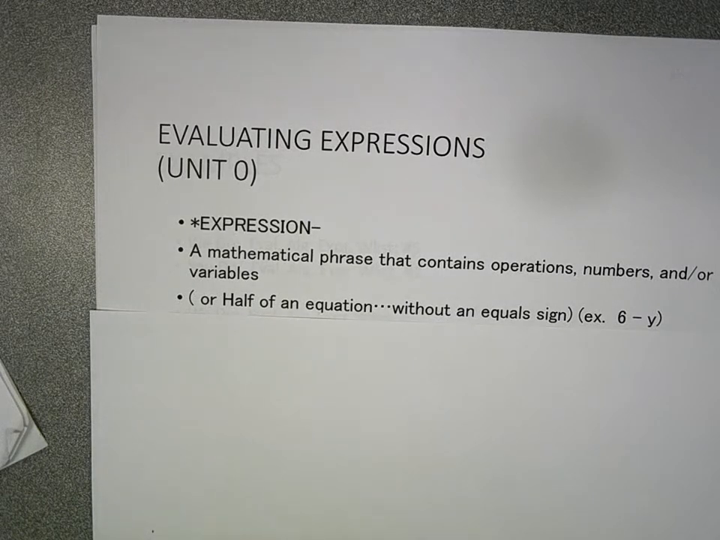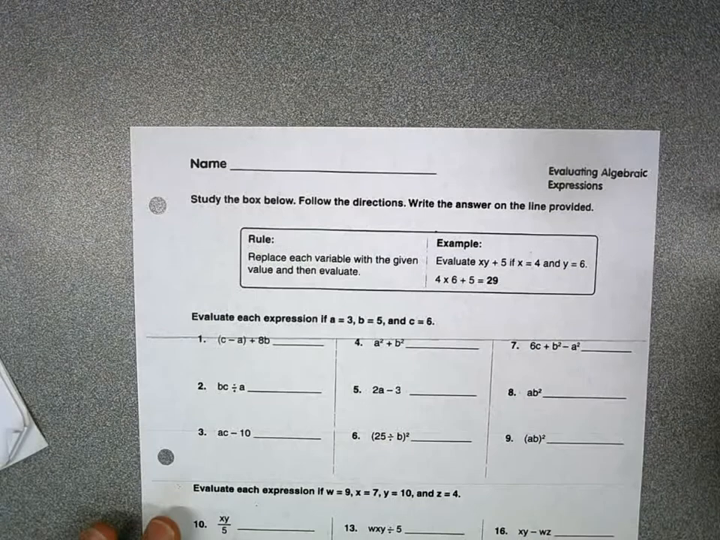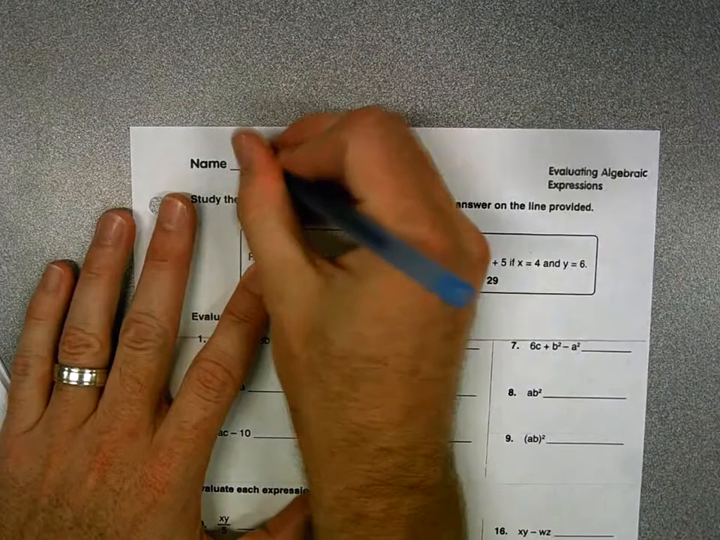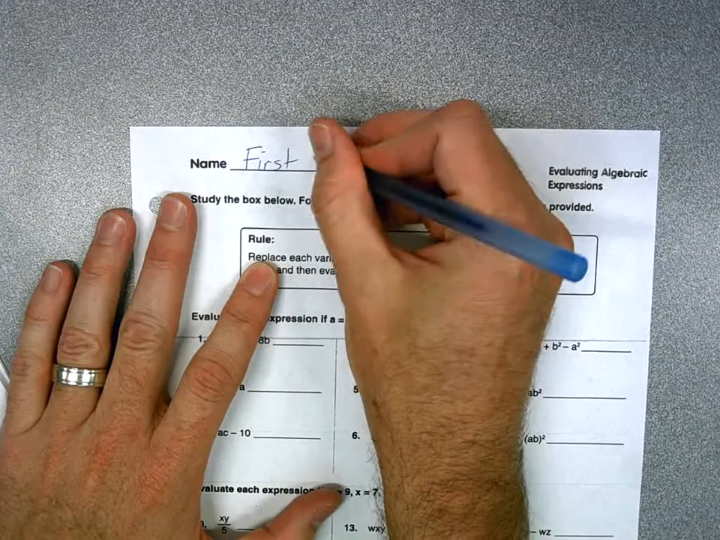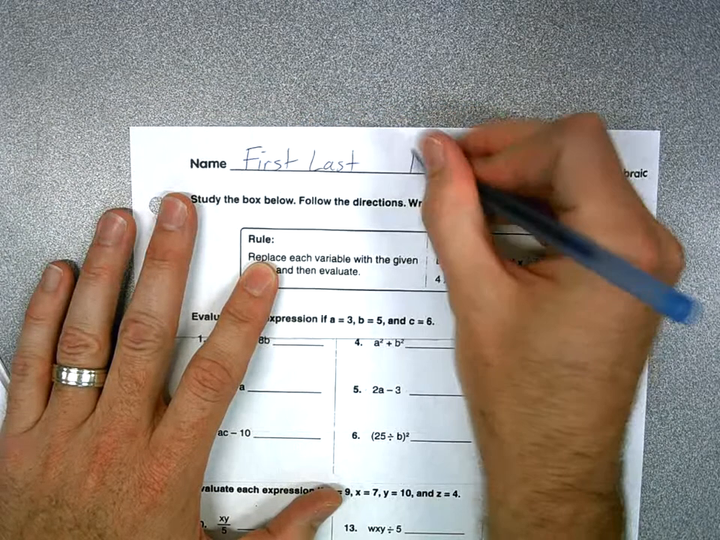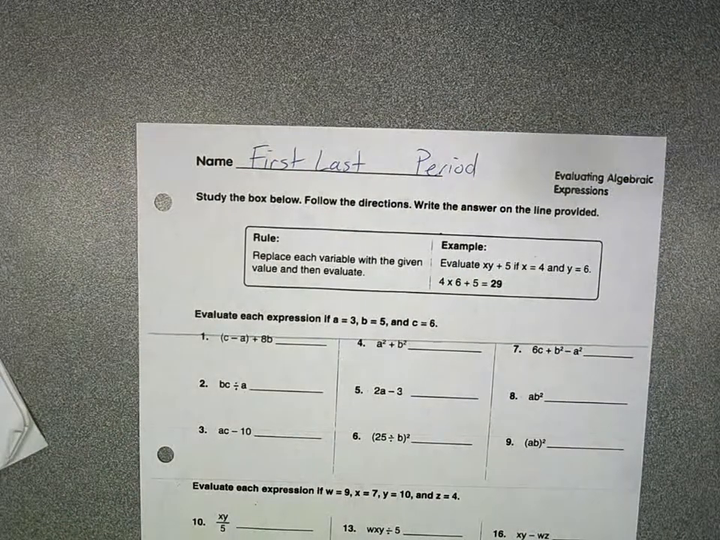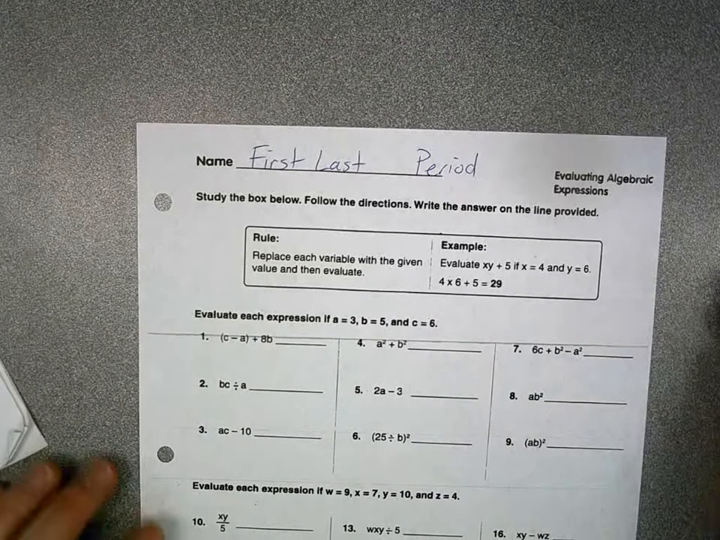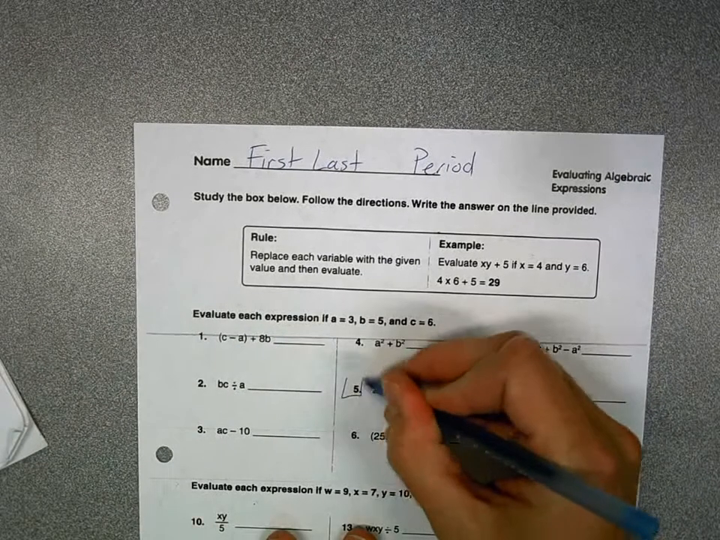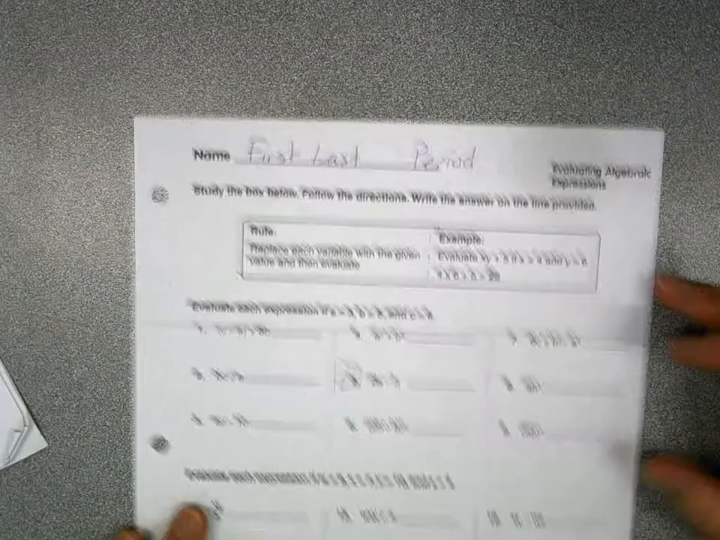So with that said, go ahead and grab your worksheet. Again, make sure your first and last name are up at the top. Make sure you put your period on there and the date. What we're going to do is start with problem number 5. Problem number 5.